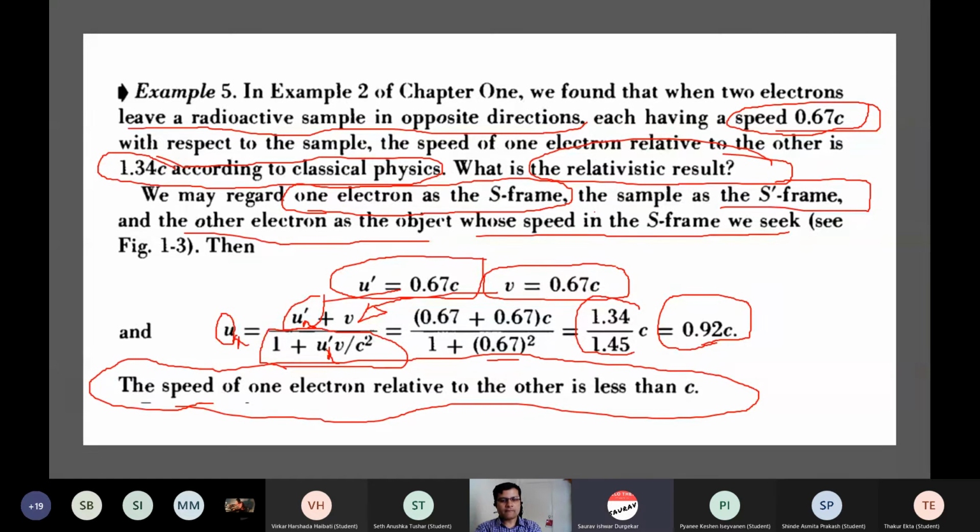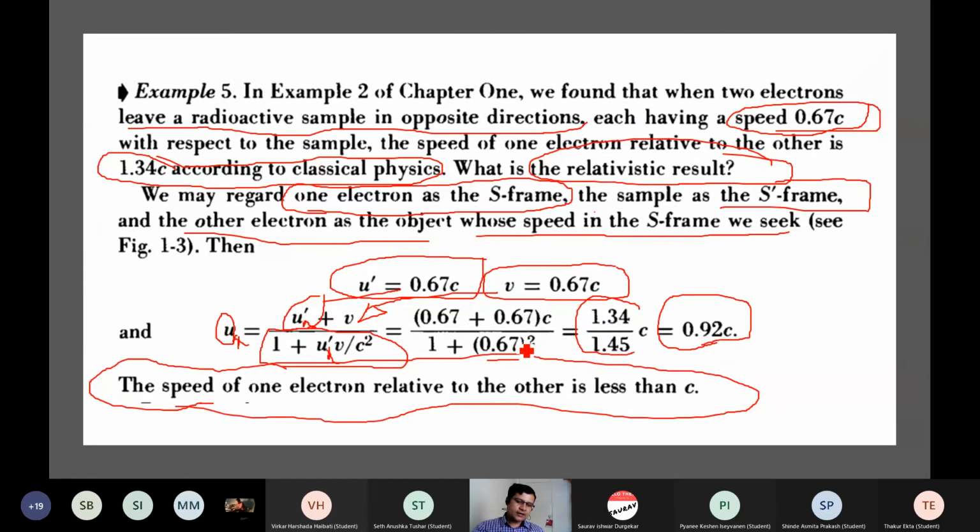Means, as that electron... You mean to say here, instead of 0.67, suppose you have 0.76 values. Okay, 0.76 or 0.8 c you are just taking. So 0.8 on the numerator and here 1 plus 0.8 whole square.